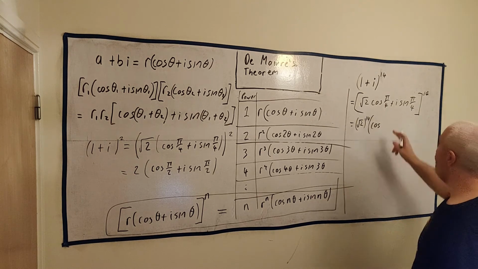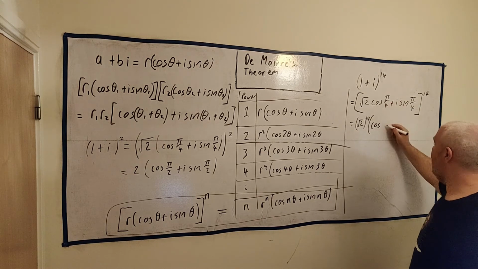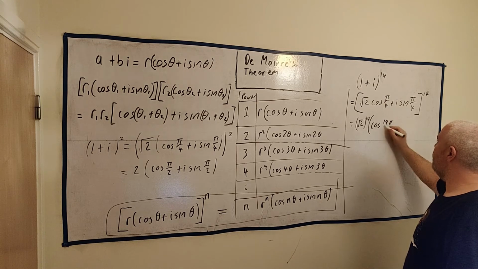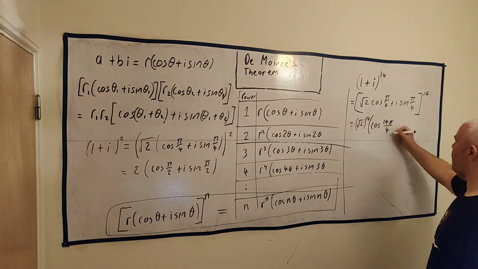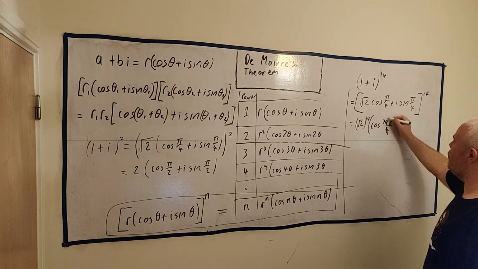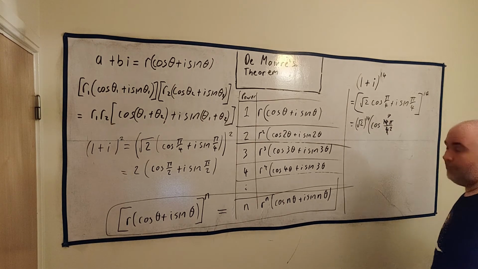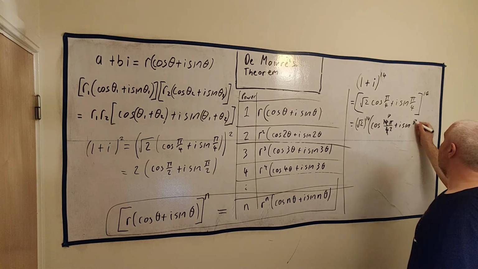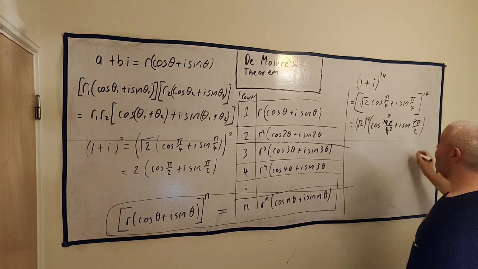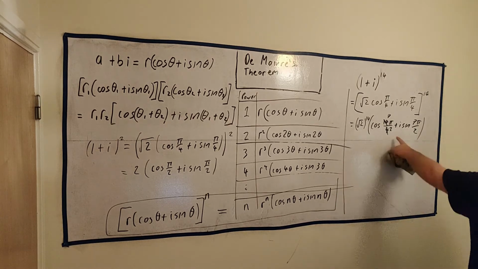Cosine 14 multiplied by pi. Well, let me just write it down like this. 14 pi over 4. Well, let's divide 2 into both. That gets a 7 and a 2. Plus i sine 7 pi over 2. There we go. This is an okay answer.